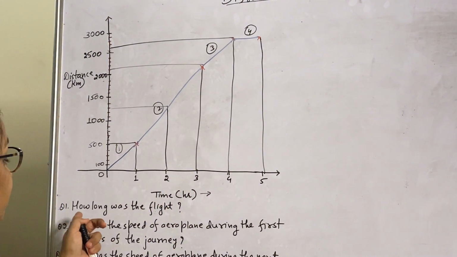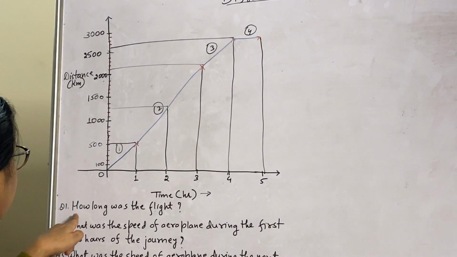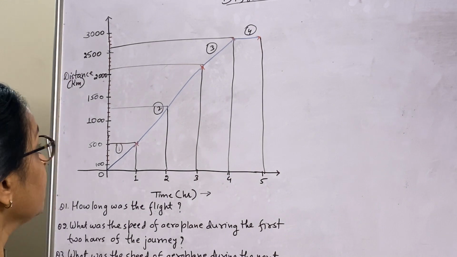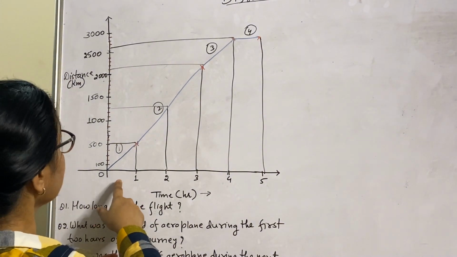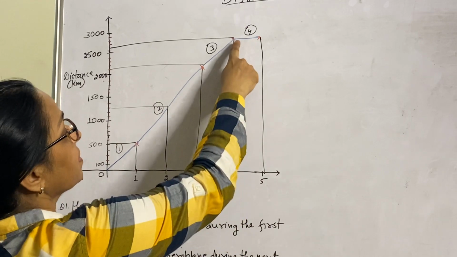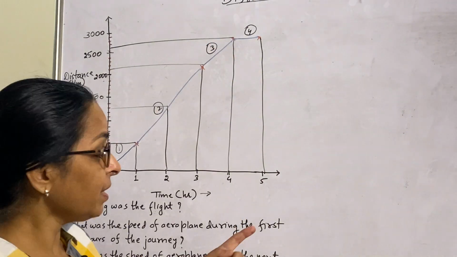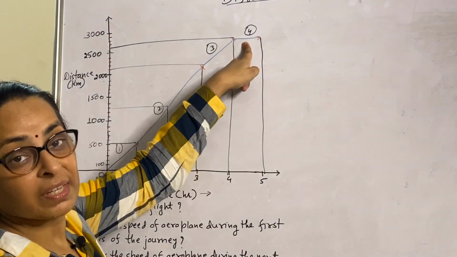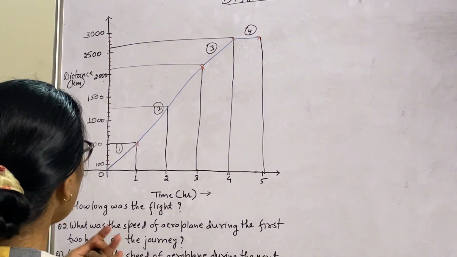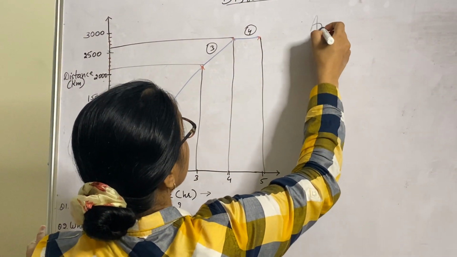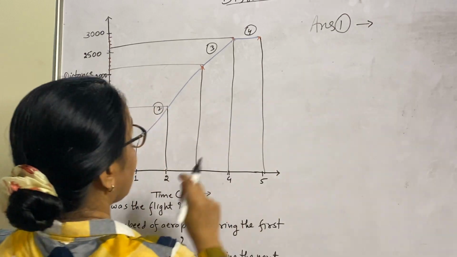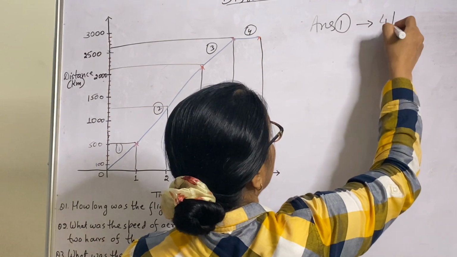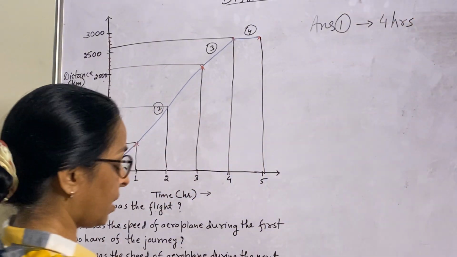Now let us see the questions being asked. Question number 1 is, how long was the flight? It was traveling up to 4 hours, covering 2600 kilometers, right? That was the flight, because from 4 to 5 hours the aeroplane is at rest. It is not flying. So the answer to question 1 is: the flight was of 4 hours.